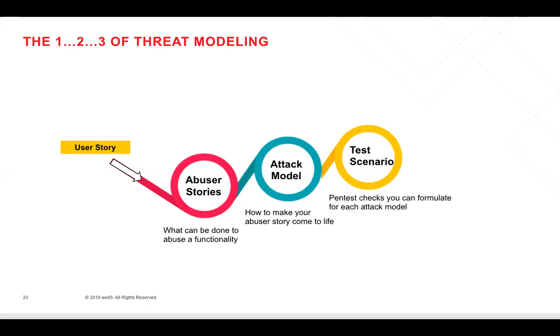And these are, typically, if you look at it from a pen testing perspective, your actual test cases that you would write for a particular attack model. So what you've effectively done right now is you've taken a user story and broken that down into multiple abuser stories, and those abuser stories in turn break down into more than one test scenario. So you really have a 1:n kind of relationship between a user story and the number of test scenarios that you could come up with.